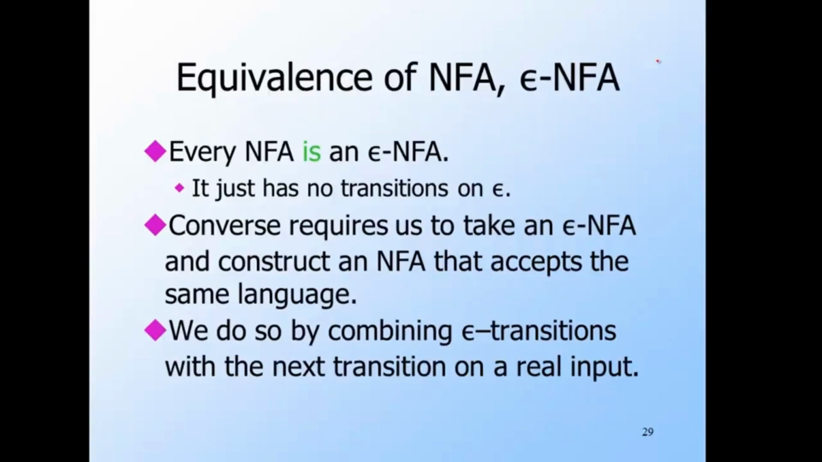Okay, we now want to show that the NFA and epsilon NFA models yield the same languages, the regular languages, of course. One direction is easy, since an ordinary NFA is an epsilon NFA that happens to have no transitions on epsilon. But proving that for every epsilon NFA there is an ordinary NFA that accepts the same language, we're going to have to get rid of the epsilon transitions. We do that by combining them with the next transition on a real input.